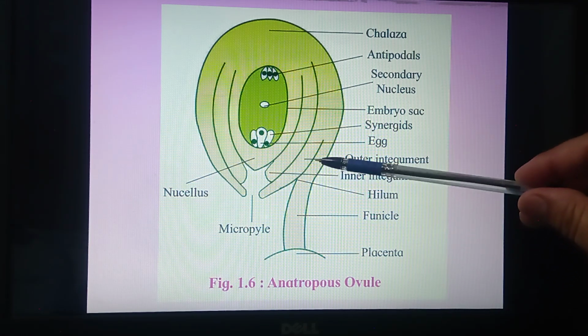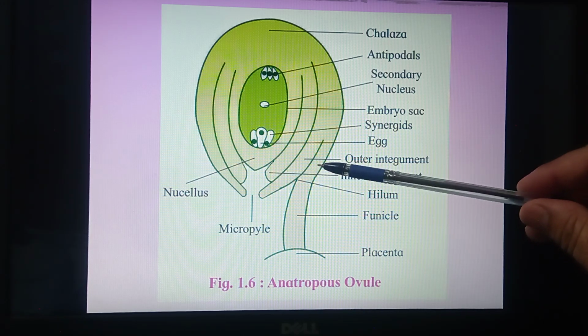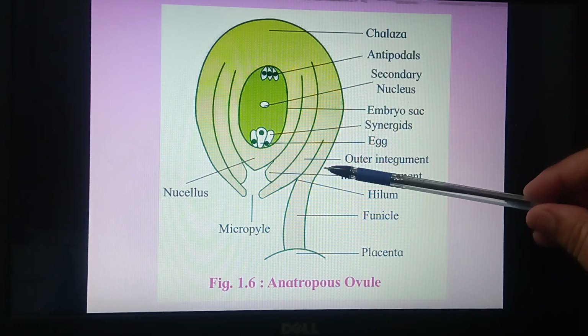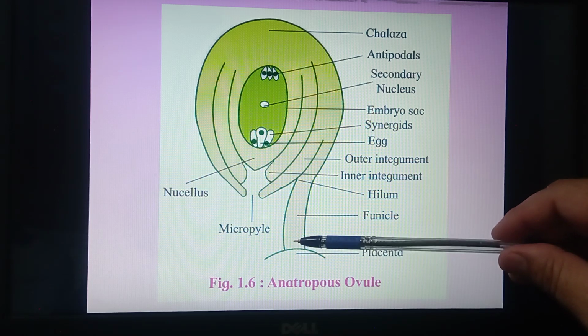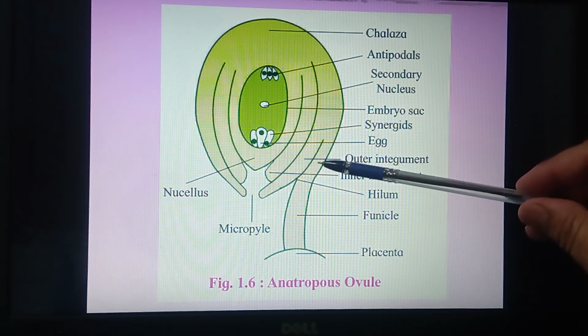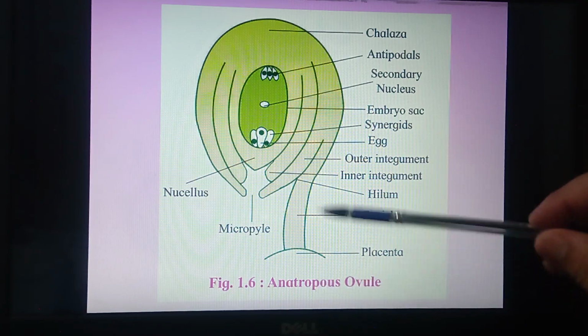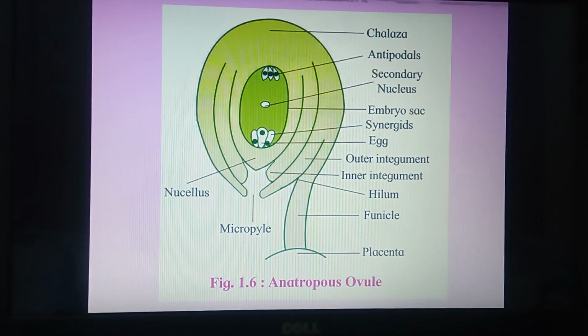This one is a stalk. The region of the stalk of the ovule that lies on the body of the ovule is called a raphe. The name is not given over here, but the region where the stalk of the ovule lies on the body of the ovule is called a raphe. So this one is the raphe of the ovule.